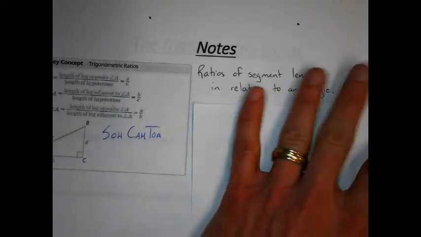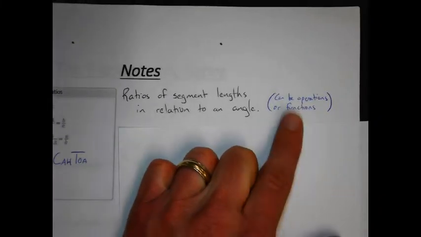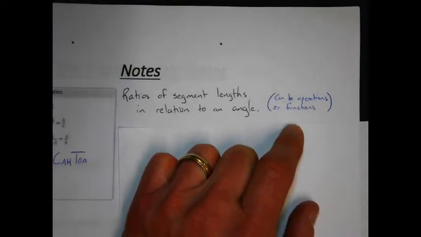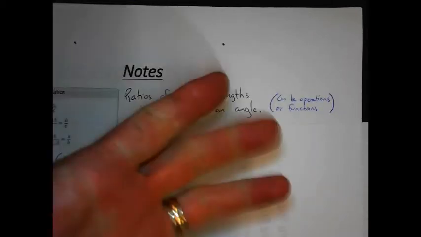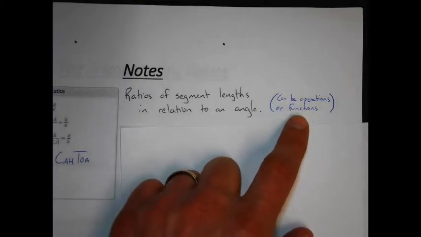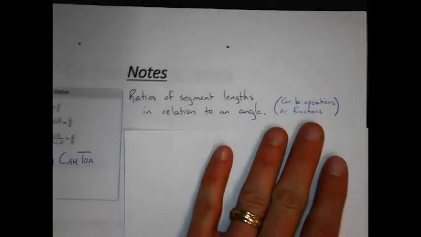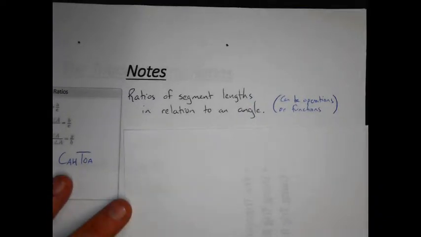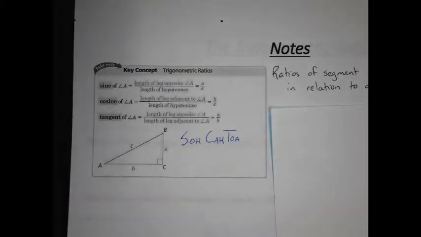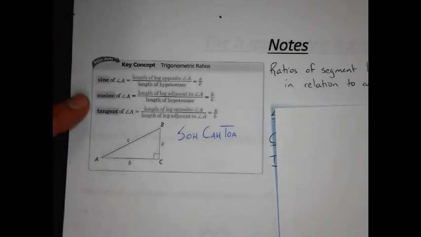Now, something else that we'll learn about later is that not only can the trig ratios be ratios, they also can be operations, things that we actually do to angle measures. They are also operations, and we can graph them as well. That's later in trig, and they also act as functions. But that's what a trigonometric ratio is: a ratio of segment lengths in relation to an angle. So we have 3 major ones that we'll talk about for right triangles: sine, cosine, and tangent.